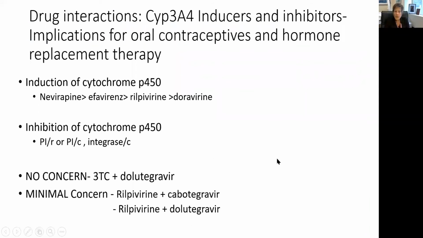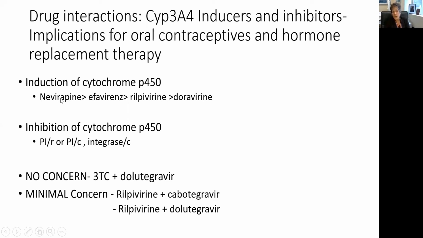Another consideration for these regimens is what about drug-drug interactions? And we know that these are very important for women either on the birth control pill or women at later stages of life who may be on hormonal contraception. Of course, we worry about inducers because inducers of CYP3A4 may decrease the activity of either the oral contraceptive or the hormone replacement therapy, nevirapine being the most significant inducer.